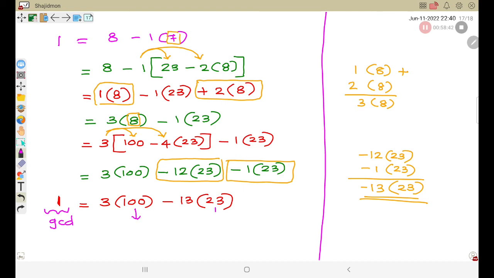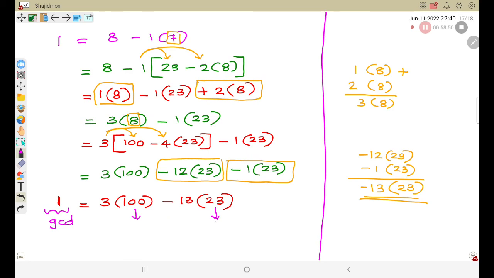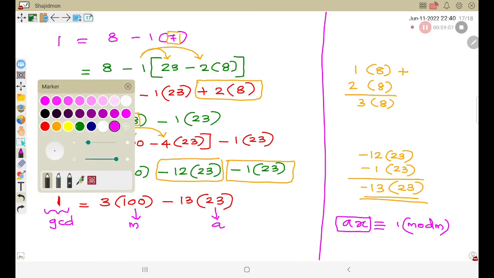100 and 23, what are the numbers 100 and 23? 100 means the M number, 23 means A number. 23 is A, 100 is M number. So we need to write this solution. So keep in your mind AX congruent to 1 mod M. Okay, so AX, what is the number together with the A? That is the solution, correct?